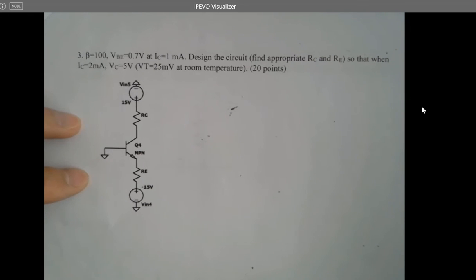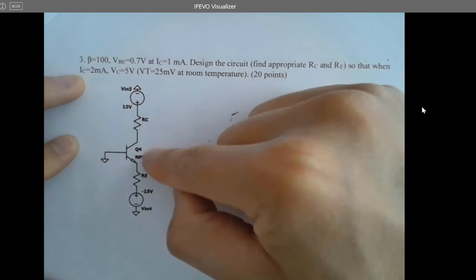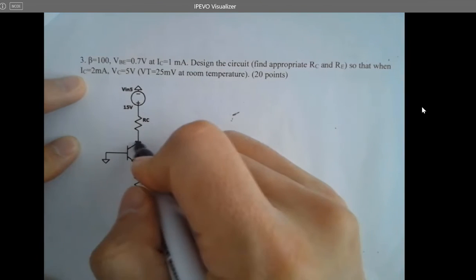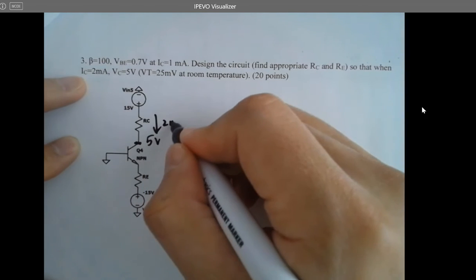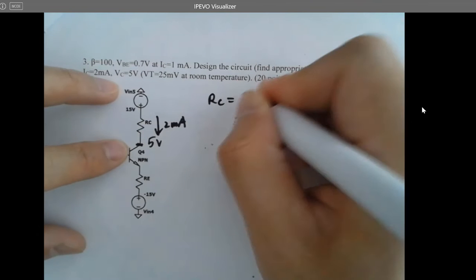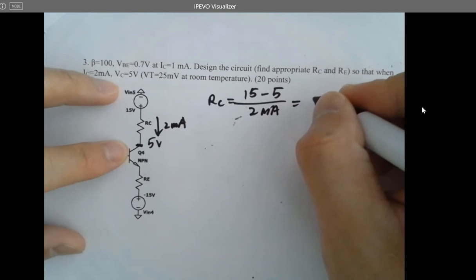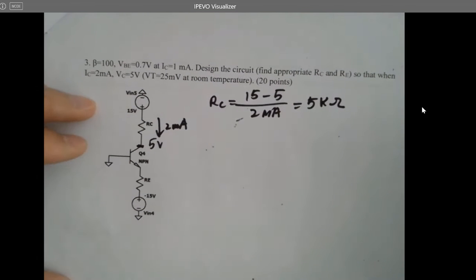How? See here, the goal is whenever I see you got a 2 milliamps current flowing through the BJT, VC, which is the voltage at this point, is 5 volts. You know the voltage here, you know the voltage here, and you know the current. Can I get the RC? Of course. So RC is 15 volts minus 5 over 2 milliamps, which is 5K. Done for RC, 10 points. What about RE?